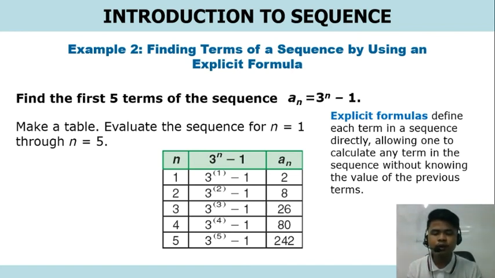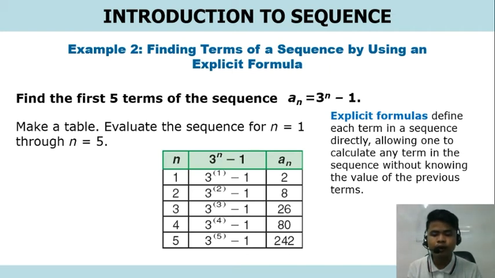Next, if you want to find the fourth term, you just need to substitute 4 for n. Then it becomes 3 raised to exponent 4 minus 1. 3 raised to exponent 4 is equal to 81, minus 1, 80. That's why the value of the fourth term is equal to 80.